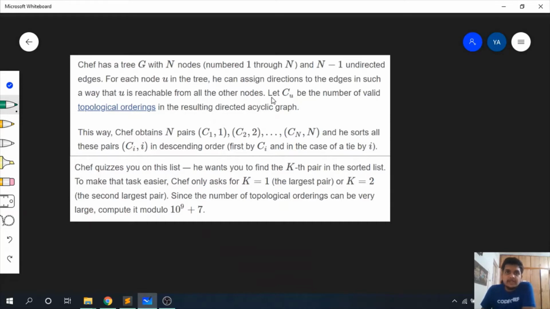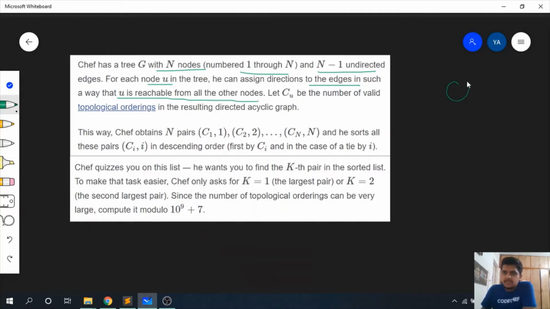Now, let us try to understand the problem statement. Chef has a tree G with n nodes numbered 1 to n and n minus 1 edges. Since it's a tree, it will have n minus 1 edges. For each node u in the tree, he can assign directions to the edges in such a way that u is reachable from all the other nodes.